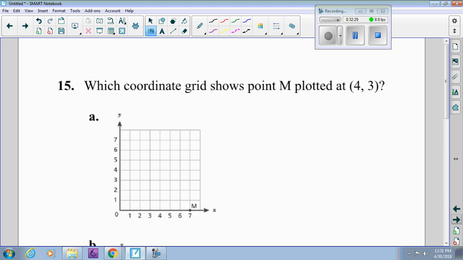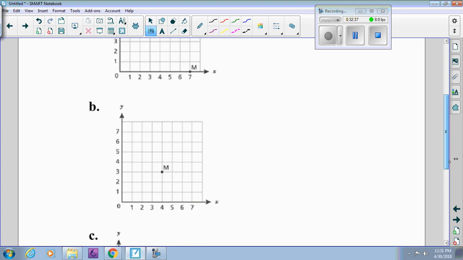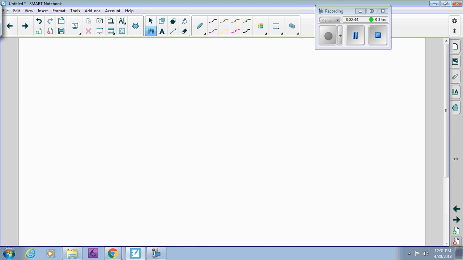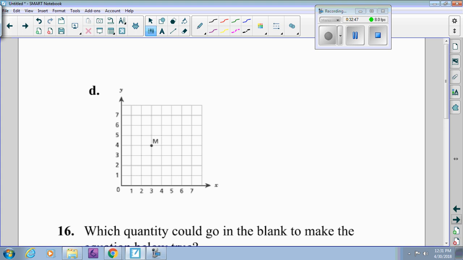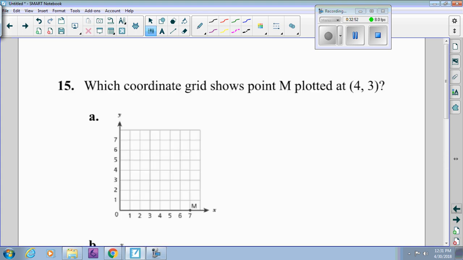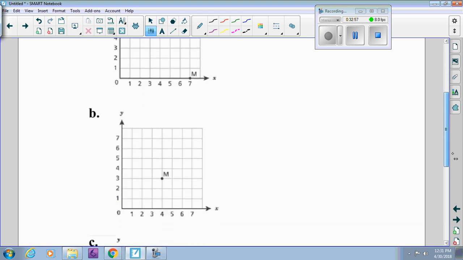All right, which coordinate grid shows point M plotted at 4, 3? So you've got to go over 4, up 3. Clearly that is not choice A. Choice B is really goofy. Oh man, choice D. Let's hope D looks good. What? Let me go back. Which 4, 3? It's not choice A. Okay, it is choice B. Look at this. There's 4. From my angle, it looks like a 3. Anyway, it's choice B. Again, pardon the mistakes.